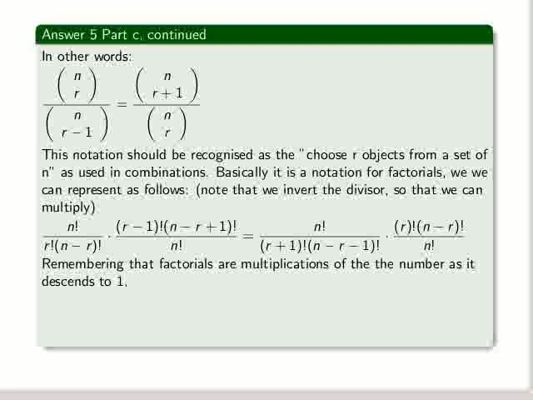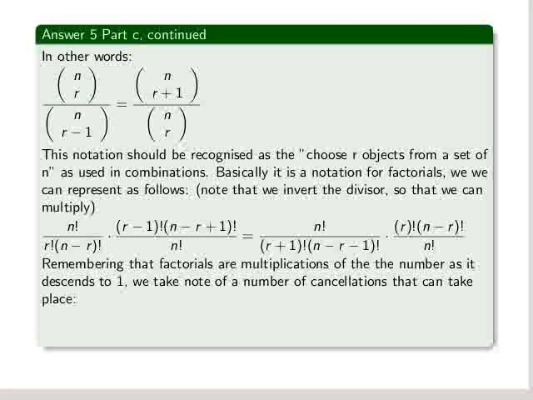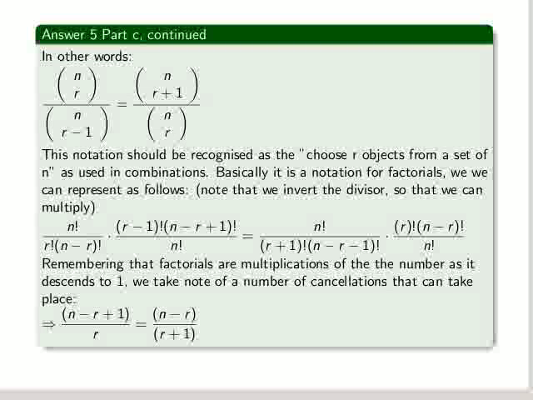Remembering that factorials are multiplications of the number as it descends to 1, we take note of a number of cancellations that can take place, the most obvious one being the n factorials on either side. So what we get is n minus r plus 1, no factorials this time, all over r, by n minus r all over n plus 1. The factorials have disappeared, okay? That has to be checked via the cancellations that come naturally from factorials.